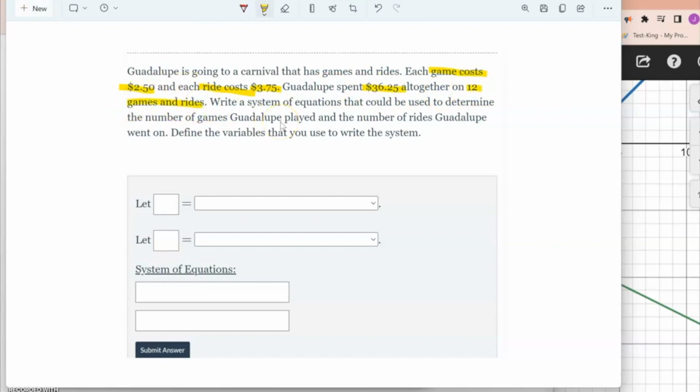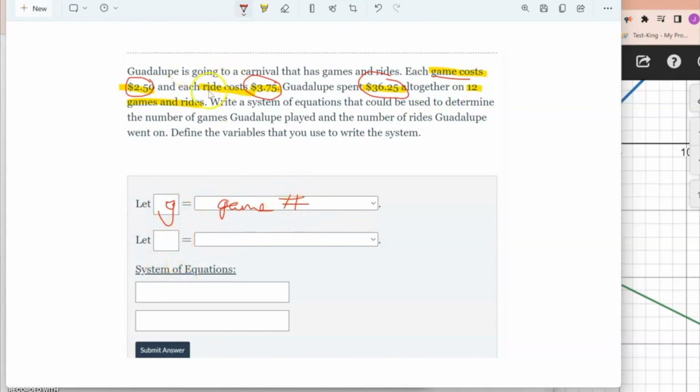And just like we did in class, money, money, money, money. So money, money, money that all goes together. Okay, so 250. So first let me define my variables. Okay, so what are the things I'm talking about? I'm talking about a game. So let's call it G. And this is the number of games. Remember, it's the number of games.